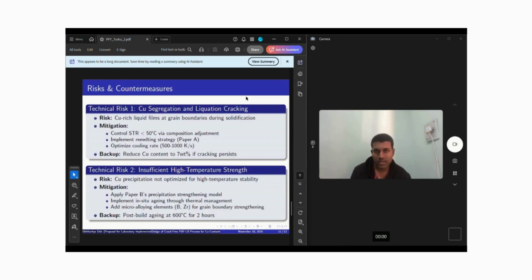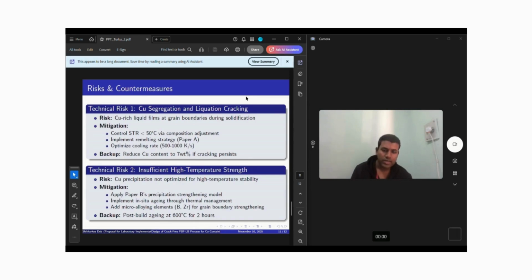We need composition control, that is, having the solidification temperature range less than 50 degrees centigrade, which ensures the mushy zone is narrow. Remelting gives copper a chance to diffuse away from the boundaries. Cooling rate control means keeping it in the 500 to 1000 Kelvin per second range, an optimization between segregation and cracking. And grain refinement: fine grains mean shorter liquid films that are less continuous.